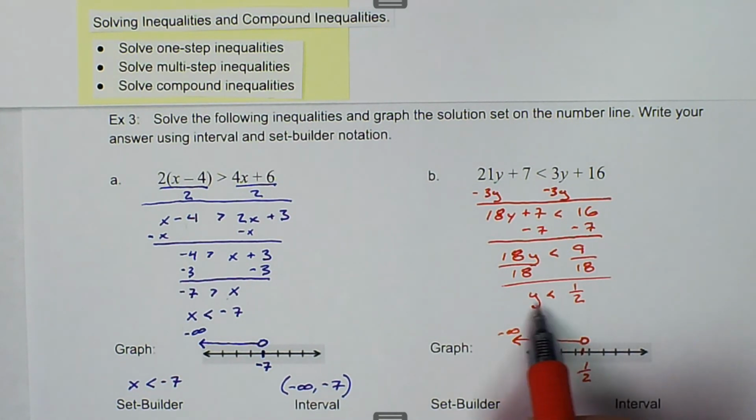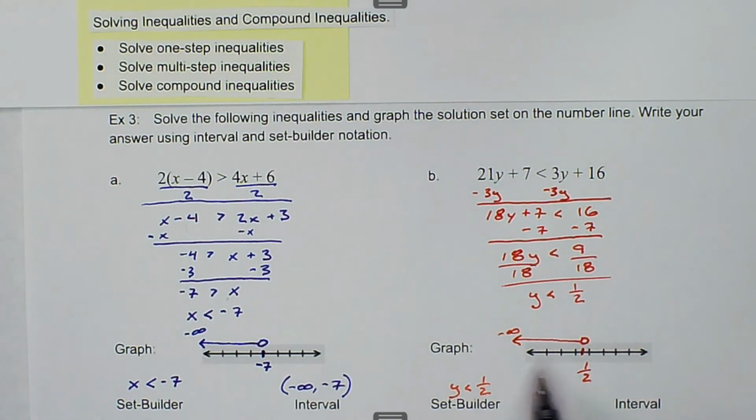So set builder notation, that one's done already. Y is less than 1/2. In interval notation, we start on the left and work our way to the right. So negative infinity is the smallest value that we come to, and then we make it all the way up to 1/2. Negative infinity is never included, and in this case we have an open circle here, so 1/2 is also not included, so we use the parentheses.